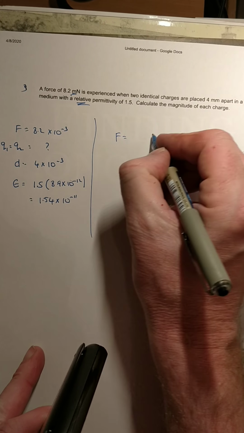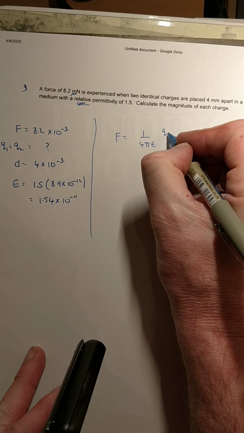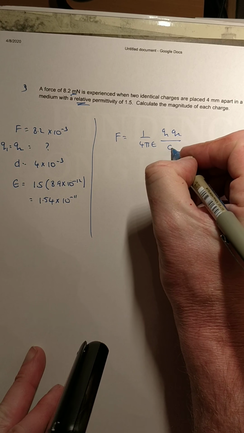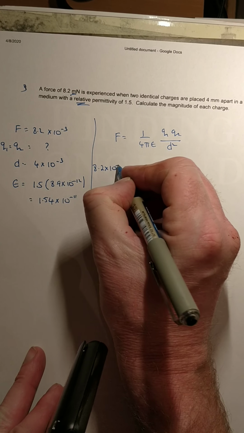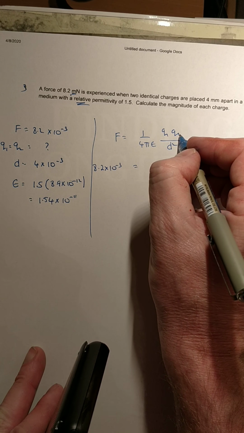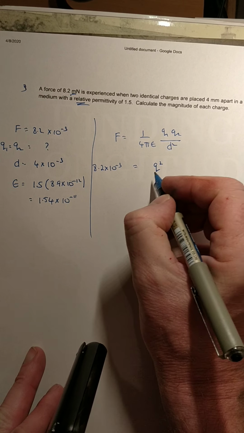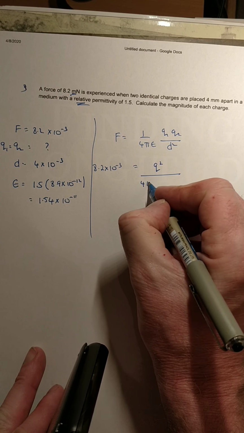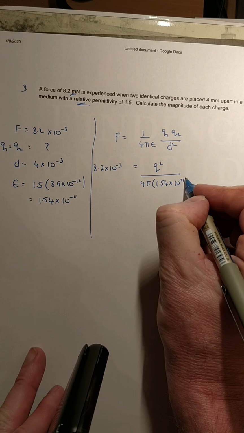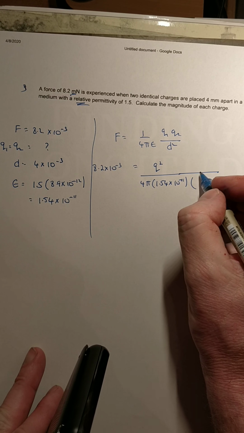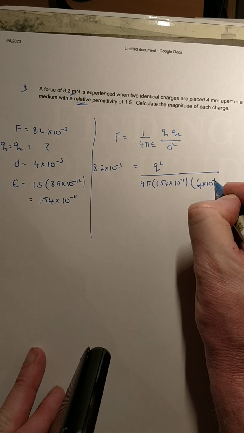Okay, so we go to our formula. Again, it's clearly, hopefully, Coulomb's law, because it is the force between two charges. So this time we have the force, so we fill that in. Q1, Q2, they are the same. We don't know what they are, so we'll just call them Q, and we'll say Q squared. 4 by pi, now, that's now 1.54 by 10 to the minus 11, by distance squared, which is 4 by 10 to the minus 3 squared.